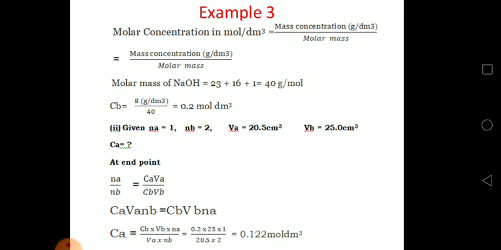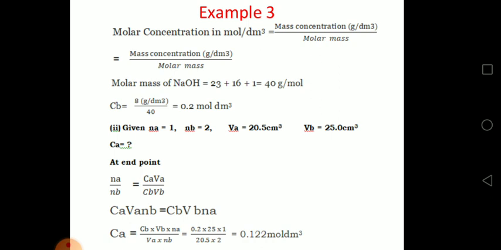Then you have the volume of the acid as the average titer value, which is 20.5 cm cube. The volume of the base, which is the volume of the pipette, which is 25.0 cm cube. Here we are to determine the concentration of the acid, which is Ca. We have to determine it in mole per dm cube and in gram per dm cube.